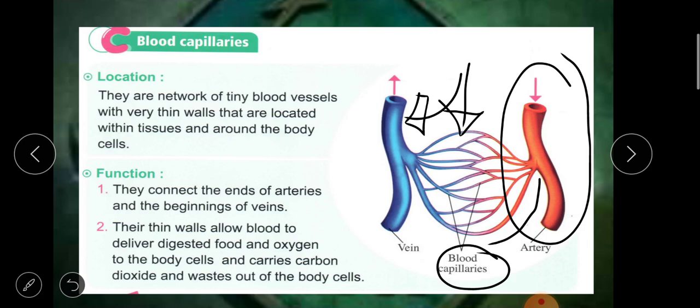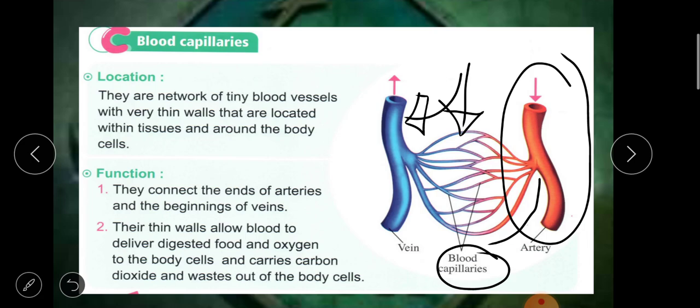And as you said before, they have a thin wall. Why do they have this thin wall? They have the thin walls to allow the blood that's inside it to deliver the digested food and oxygen to the body cells and carry carbon dioxide and wastes out of the body cells.